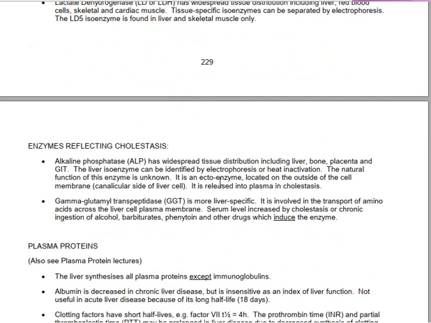Now you need to know that alkaline phosphatase is particularly present in the bones, and also in the placenta and the GIT, particularly in the bones. It tells you that there is high destruction of the bone cells. When there is high destruction of bones, you are going to have a high level of alkaline phosphatase in blood. Is it clear? And it can also tell you that there is liver destruction. The natural function of the enzyme is unknown.